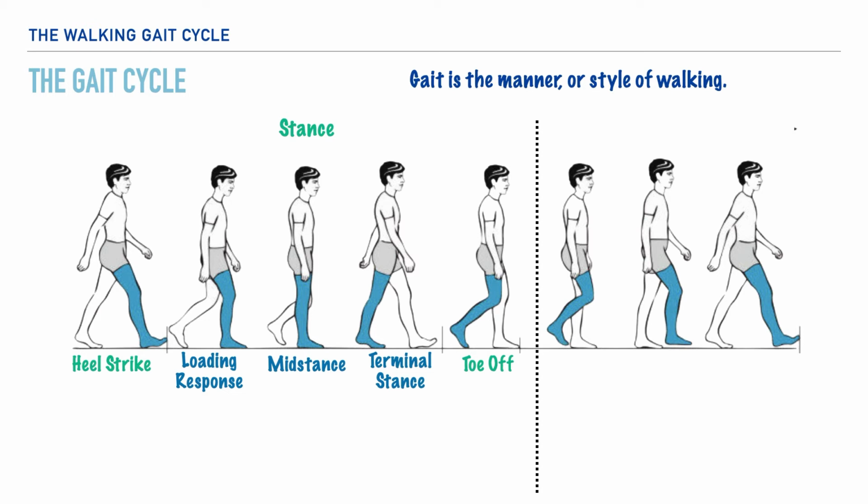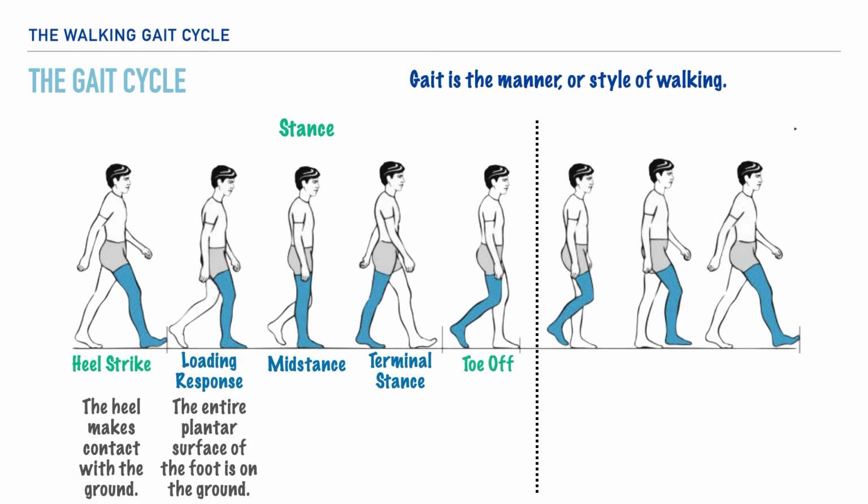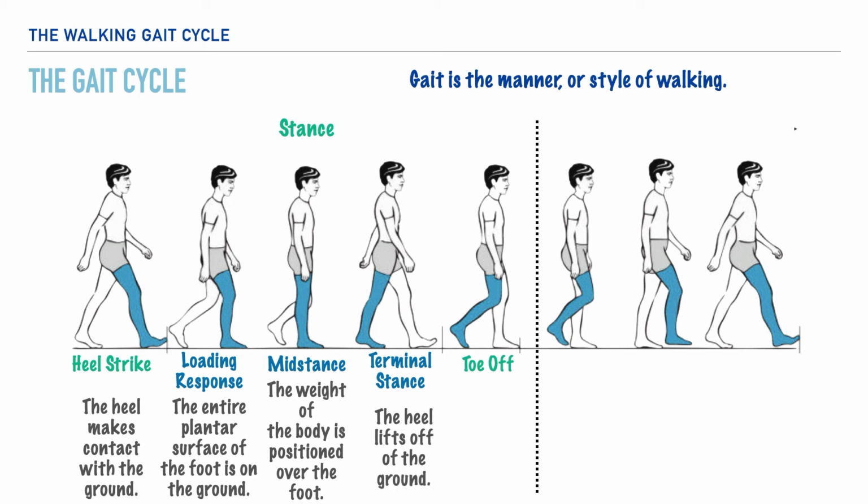So, looking at the beginning of the stance phase, we have heel strike. And it's just what it sounds like. It involves the heel making direct contact with the ground. In the loading response, the entire plantar surface of the foot is in direct contact with the floor. And as the body propels forward, it moves into mid-stance, where most of the body's weight is directly positioned or centered over the foot. Continuing this forward progression is terminal stance, where the heel of the foot begins to lift off of the ground. And the final step of the stance phase is toe off, which represents the moment in which the toe is beginning to leave the ground.